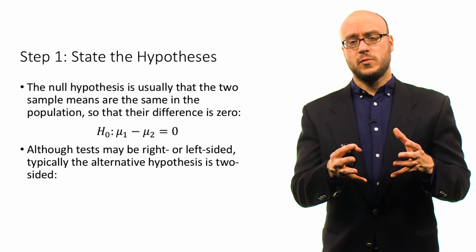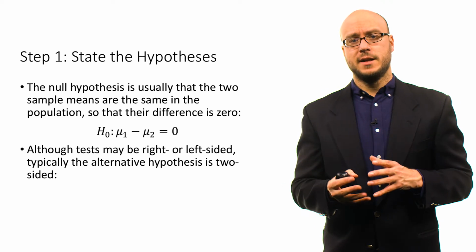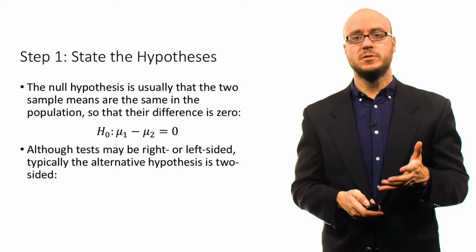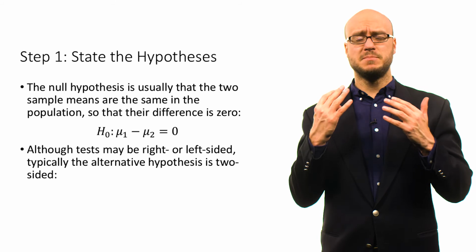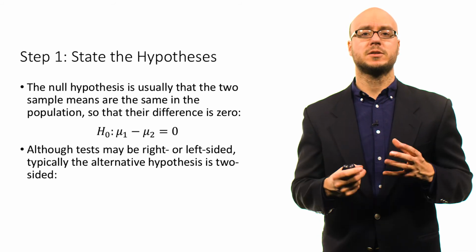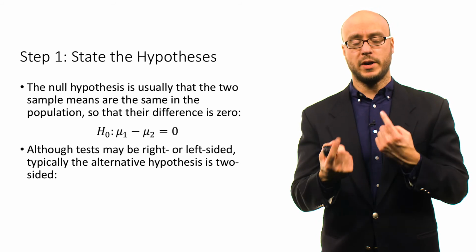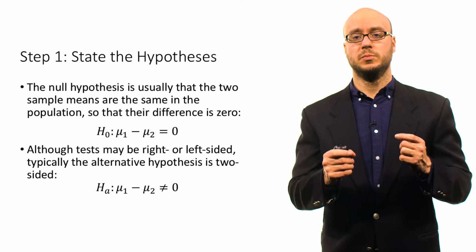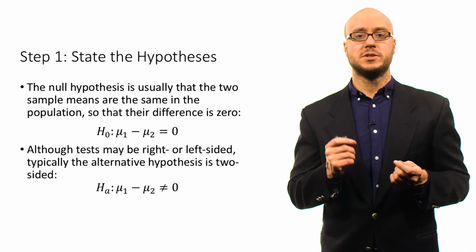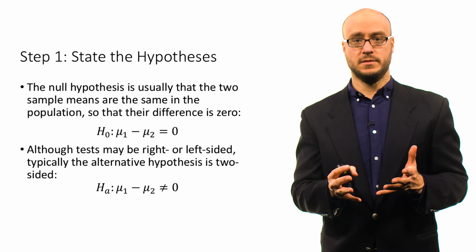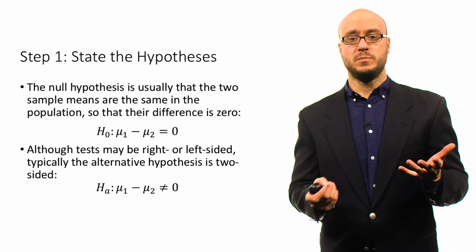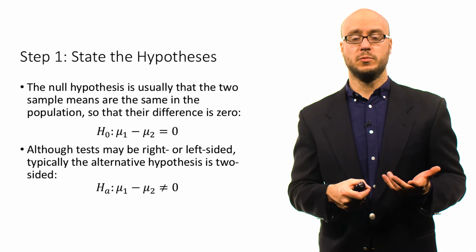Then, although tests may be right or left-sided, for purposes of this course, we're going to focus on a two-sided alternative hypothesis. This is by far the most common alternative hypothesis test when you're comparing two means. So the alternative for the purpose of this course will be mu1 minus mu2 is not equal to 0. That implies that either mu1 is larger than mu2 or mu2 is larger than mu1. But we're going to really focus on a two-sided test.